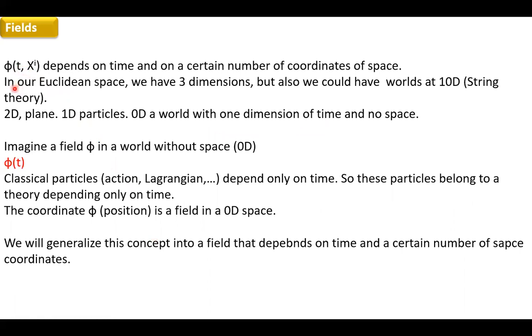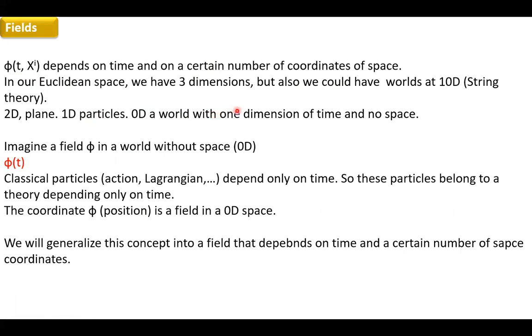So when you consider a field phi that is a function of t and whatever the number of space coordinates. So this phi depends on time and a certain number of coordinates of space. Let's consider our Euclidean space. So we have 3 dimensions of space and 1 dimension of time.